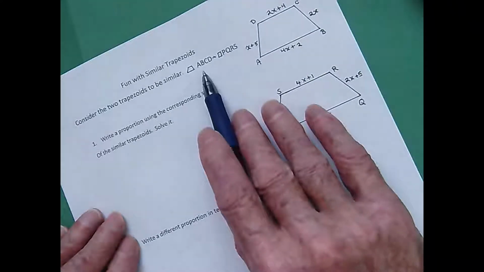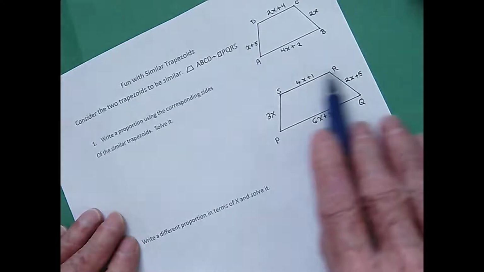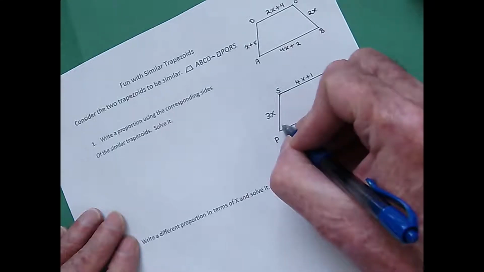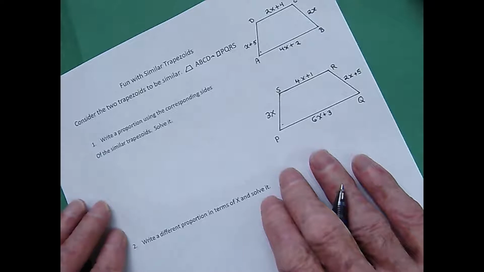This tells me a similarity statement. Trapezoid ABCD is similar to trapezoid PQRS. Just as in the order that you would expect, I think we would know that angle P is congruent to angle A. But I'm not going to concern myself with angles right now.